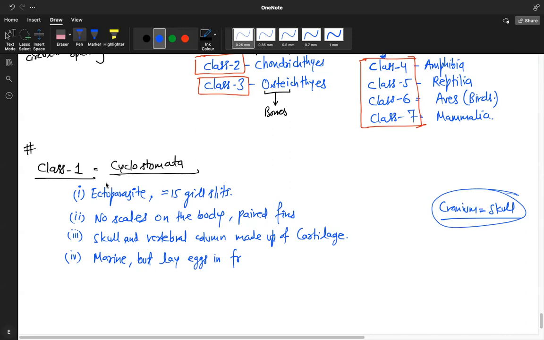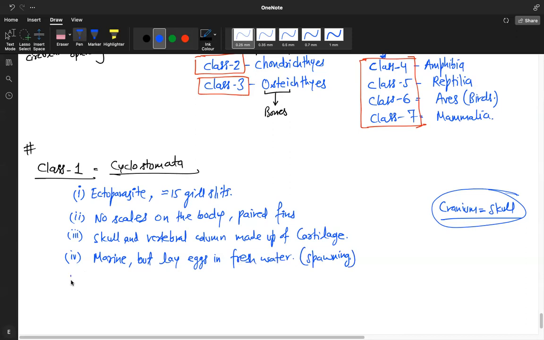But the important thing is that normally when organisms are marine, they also lay eggs in the marine water. But they are special. They want to live in marine water, but they want to lay eggs in fresh water. That's called spawning, mating and laying eggs together. Spawning activity. So they live in marine water, but they spawn in fresh water.